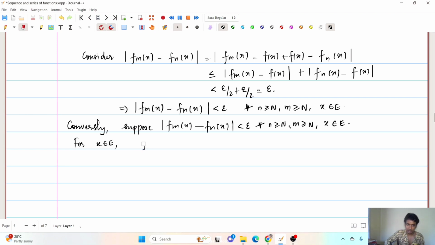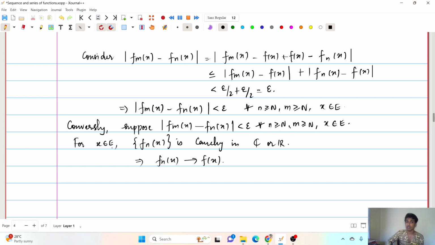For x in E, we have fn of x is Cauchy in either C or R. Both of these are Euclidean space, complete metric space, which means that our fn of x converges to some f of x. So this can be done for every x. That is why we establish some pointwise convergence.